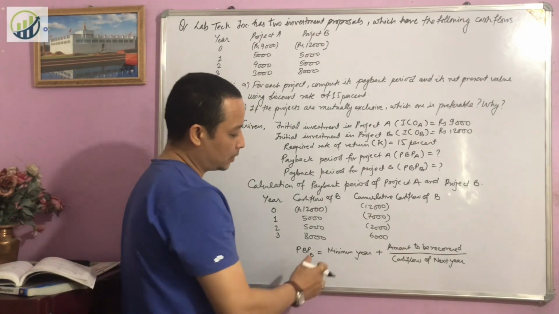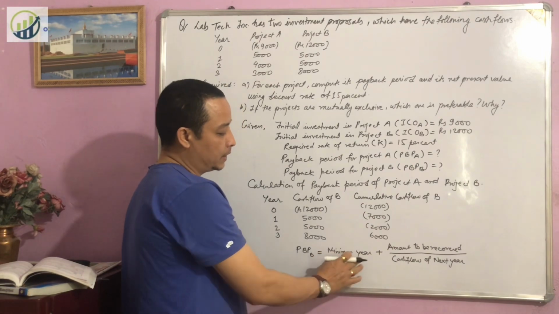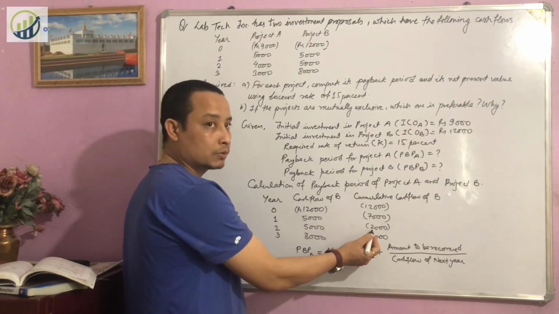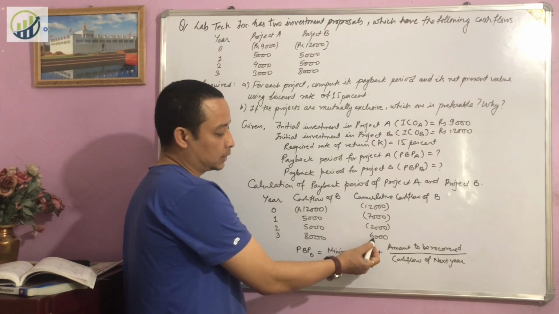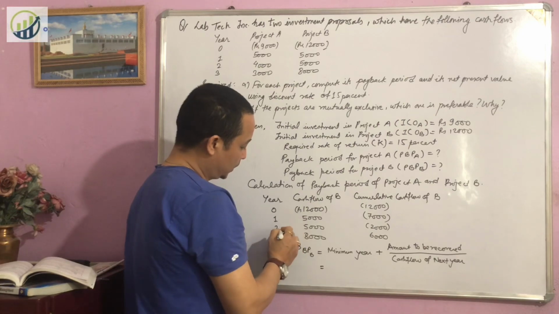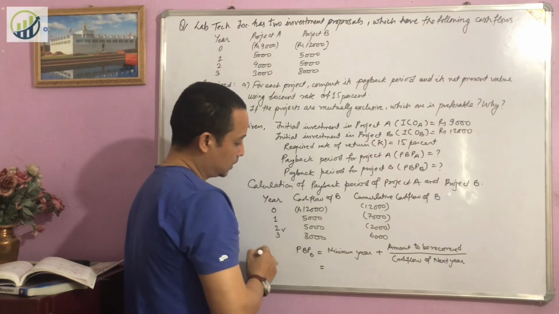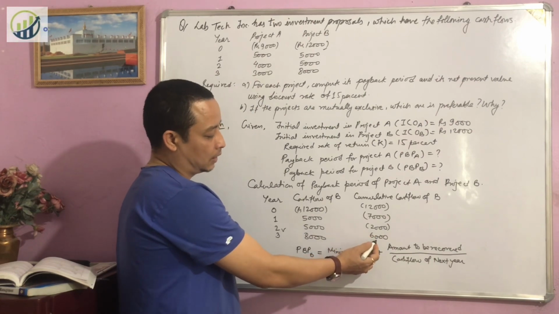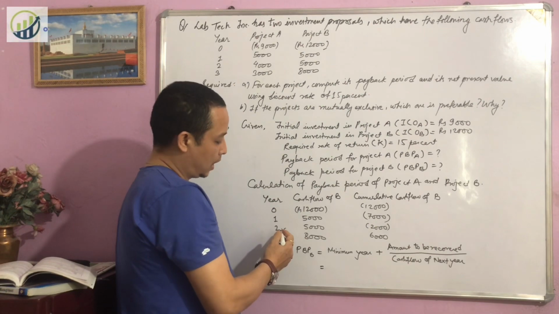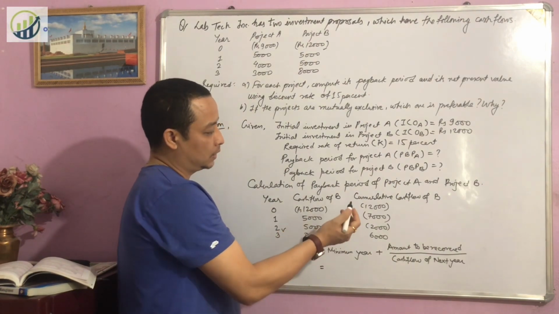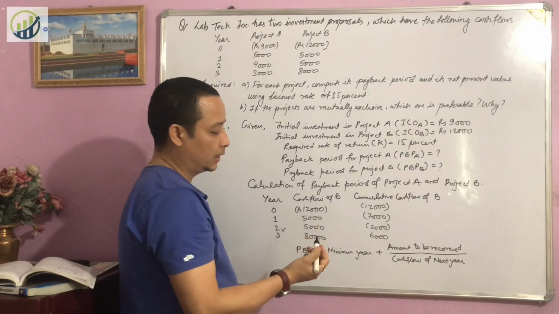So the payback period of project B, you have to find the minimum year. If you see here, after this 2,000 negative cash flow, you have positive cash flow here. So this is the minimum year. Here 2 years is the minimum year. And after that, there is a positive cash flow 6,000, means between the second year and the third year, the company pays back the initial investment of this project B.